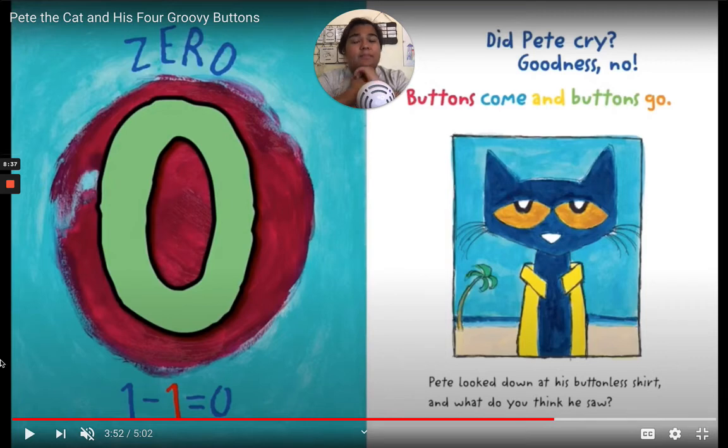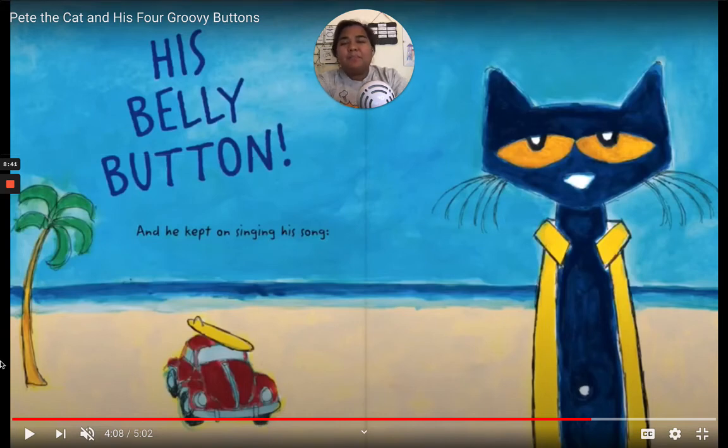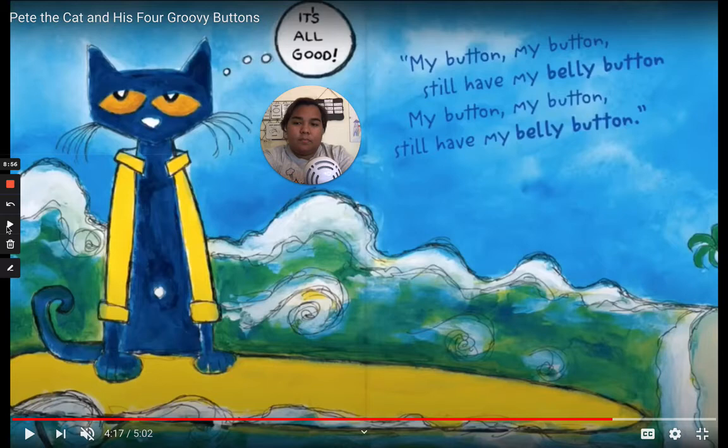His stomach? Maybe he saw his stomach. Let's find out. His belly button. So y'all were right. His belly button. You see his belly button right here? He saw his stomach, but what's on your stomach? A belly button. And he kept on singing his song.